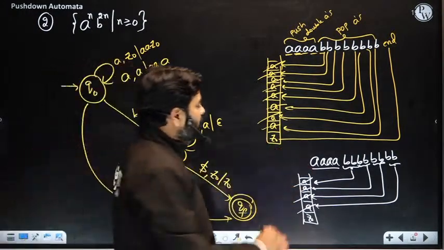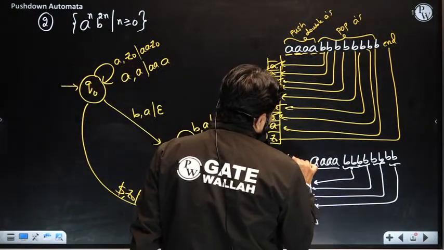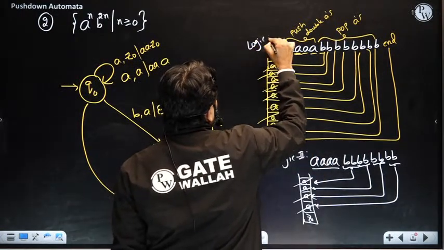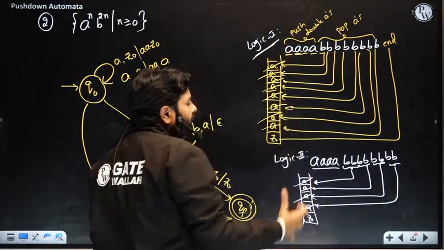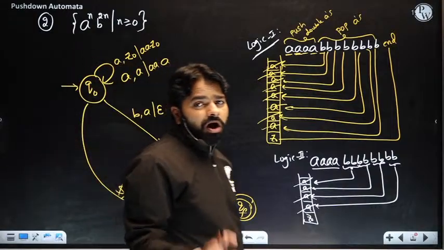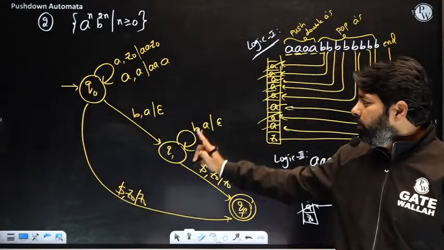So take another logic here. This is logic 2. You work on it if you can understand. And logic 1 I designed. You can explore. There are infinite ways to design the machine for the same language. Remember that? How many ways? Infinite ways. I am only doing one way.